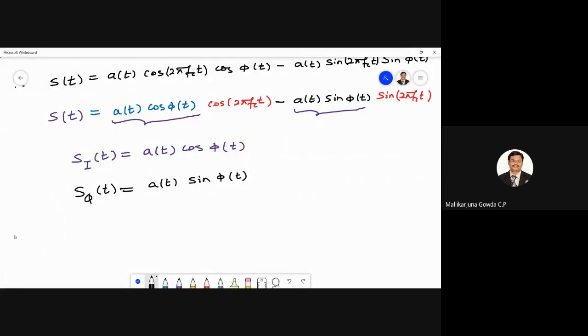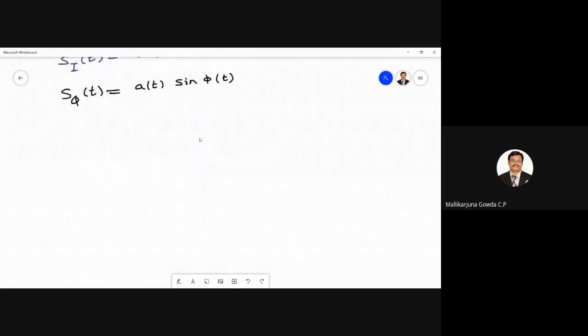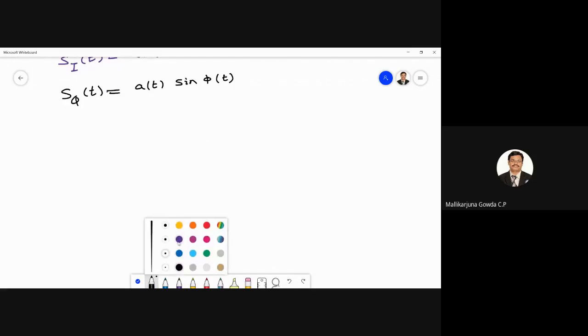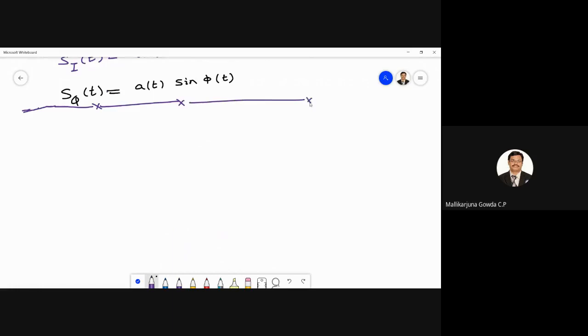To conclude, with respect to bandpass signal representation, there are two ways to represent this bandpass signal. One is in Cartesian form, another one is in polar form. Hope you have understood the difference, and how I wrote the representation of this bandpass signal in Cartesian and polar form.